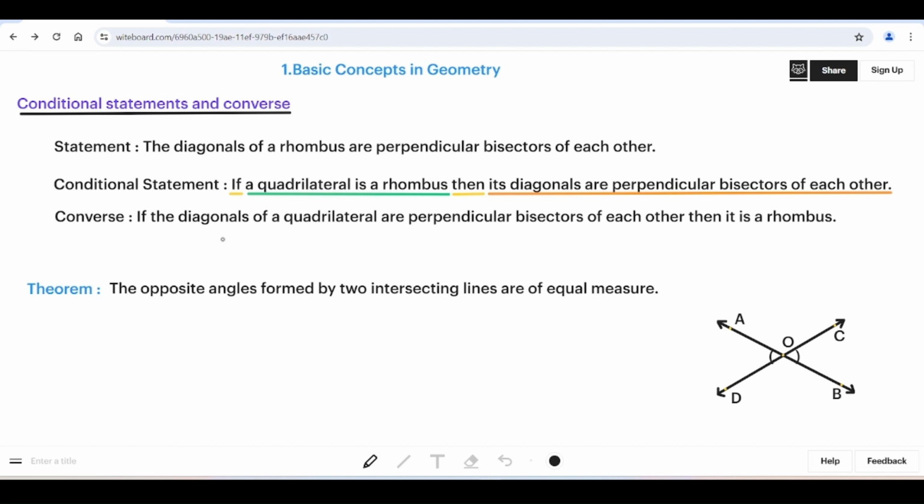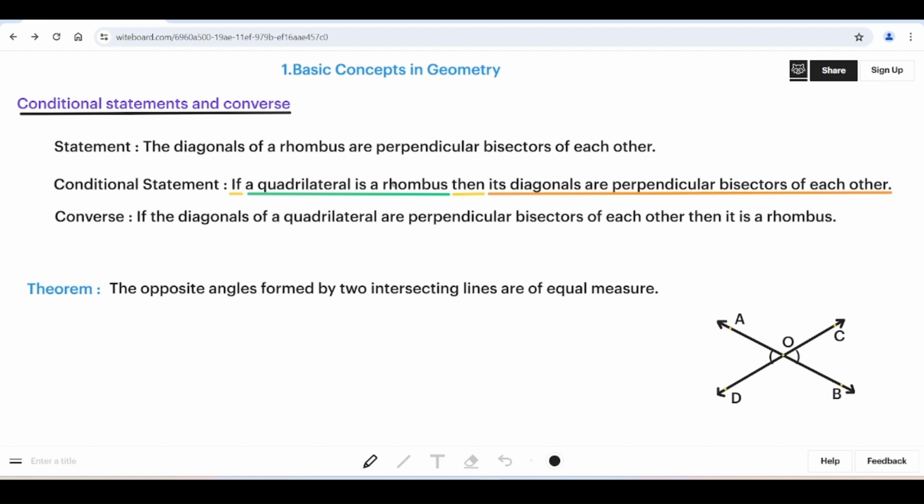Now, what are conditional statements? For example, if we have this statement, the diagonals of a rhombus are perpendicular bisectors of each other, then the statement written with the if and then phrases in it is called a conditional statement. So this statement we have written in conditional format as: if a quadrilateral is a rhombus, then its diagonals are perpendicular bisectors of each other. Here we have used if and then, which are marked with a yellow underline.